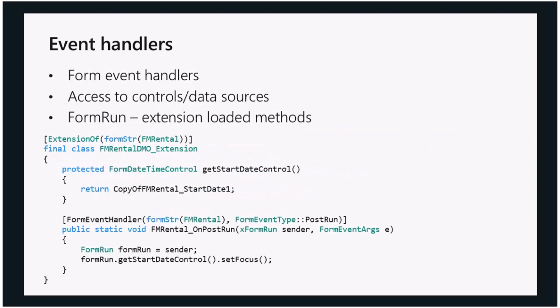Another way of accessing the form methods and controls is shown here. By casting the xFormRun parameter to a formRun variable, we can now invoke methods that are available at runtime. Thus, we can call methods that we have added to the form ourselves via an extension class. You can see here I have an extension method to return a specific control, which I can then access via the formRun variable.